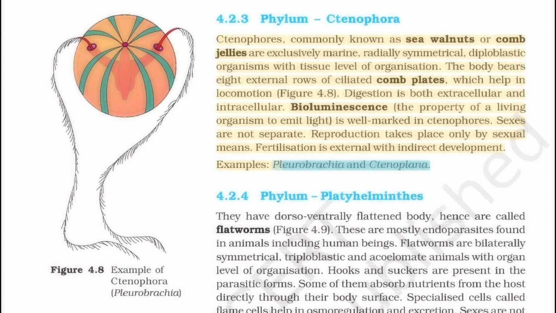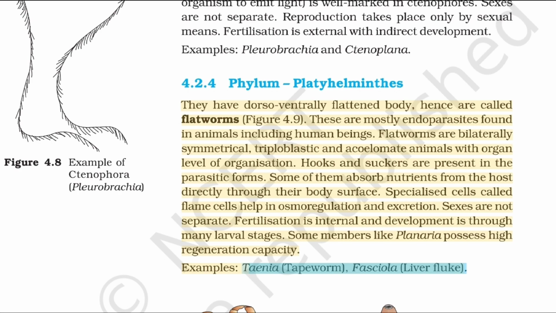4.2.3. Phylum Ctenophora. Ctenophores, commonly known as sea walnuts or comb jellies, are exclusively marine, radially symmetrical, diploblastic organisms with tissue level of organization. The body bears 8 external rows of ciliated comb plates, which help in locomotion, figure 4.8. Digestion is both extracellular and intracellular. Bioluminescence, the property of a living organism to emit light, is well marked in ctenophores. Sexes are not separate. Reproduction takes place only by sexual means. Fertilization is external with indirect development. Examples: Pleurobrachia and Ctenoplana.